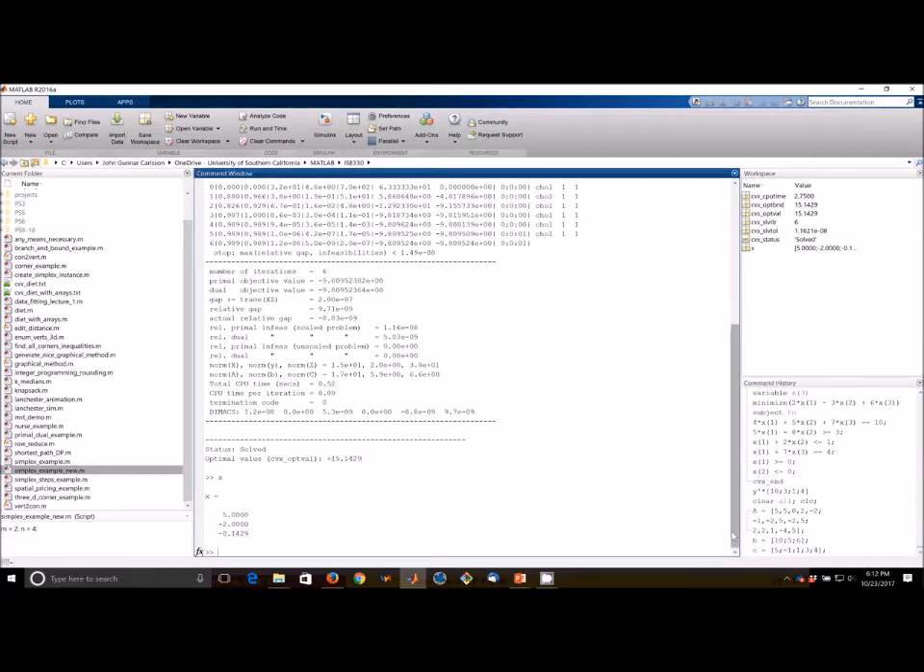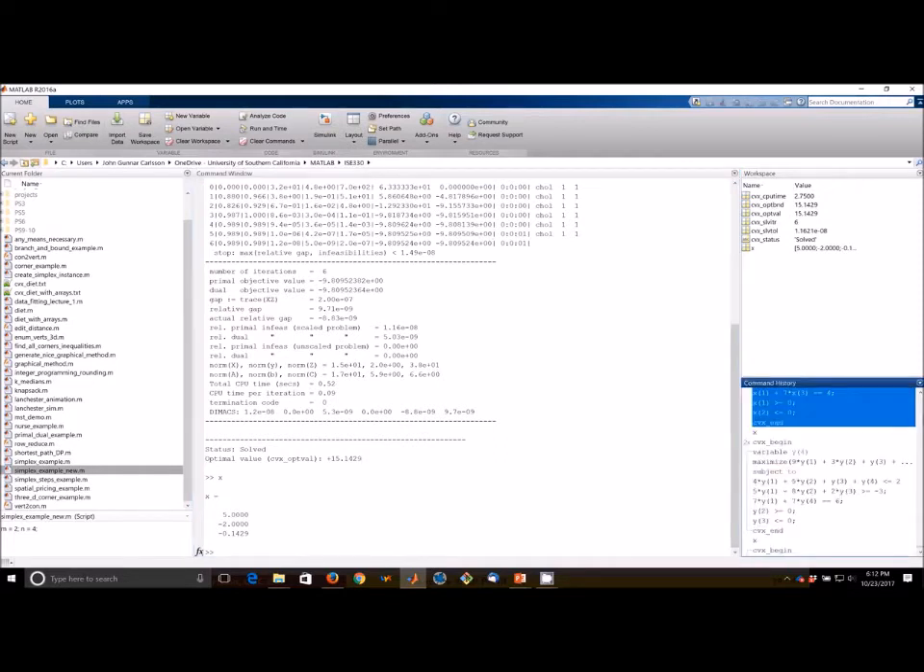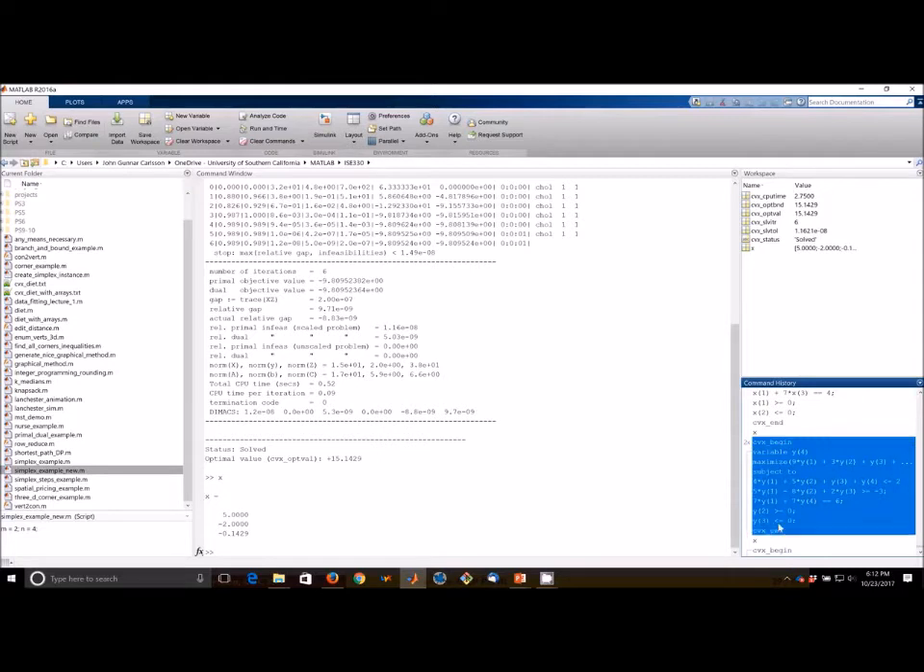15.1429 is the optimal solution there. And okay, I'll solve the dual for you. Now we'll verify that I've done the dual correctly, and we'll see that the objective value is the same.